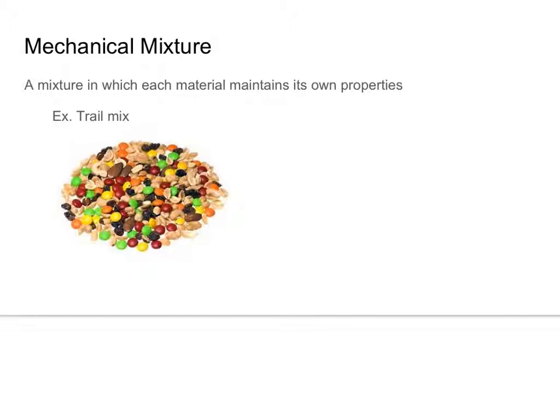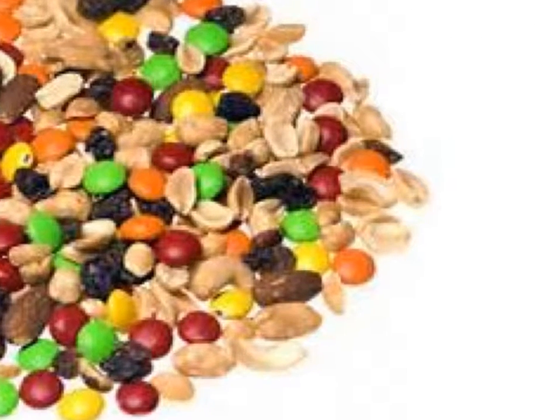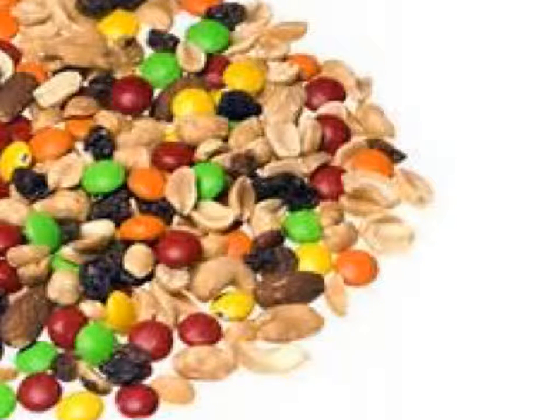The first kind of mixture we're going to look at is something called a mechanical mixture. A mechanical mixture is a mixture in which each material in the mixture maintains its own properties. So if we take a look at this, we've got some M&Ms, we've got some almonds, we have other types of nuts here, we have some raisins in here.